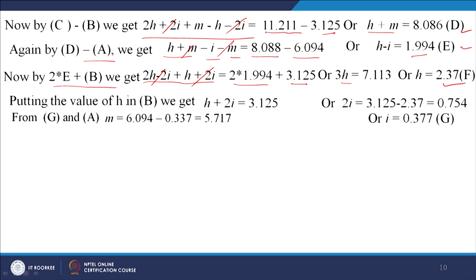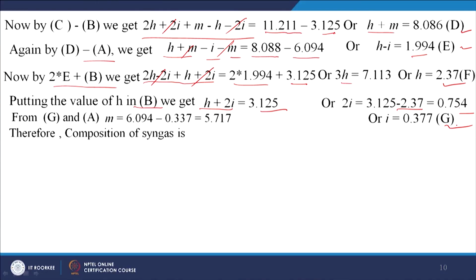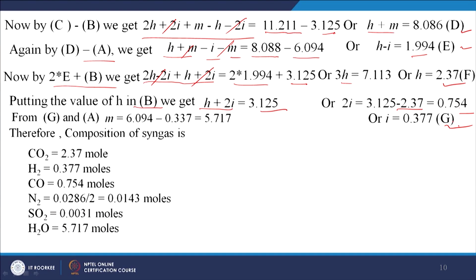So, putting the value of H in B, we get H plus 2I equal to this one, or 2I equal to this minus the value of H, that is 2.37, that is equal to 0.754. So, I is equal to that divided by 2, so 0.377, that is another expression we are giving as G. Now, from G and A we can get M is equal to this minus this equal to this one. So, now we have got the value of all the coefficients.